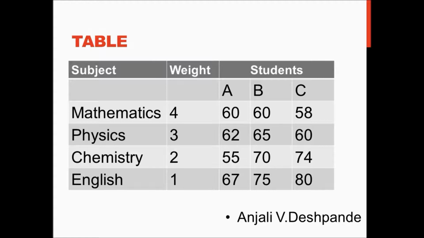So here we can see that the data is given in the table. We have got 4 subjects: mathematics, physics, chemistry, English, and the weights, or you can say credits, for each subject are given as 4, 3, 2, 1. Then the marks obtained by these students, which we are calling A, B, C, are given respectively for each subject. On the basis of this, by calculating the weighted average, we are going to decide who should get the scholarship.